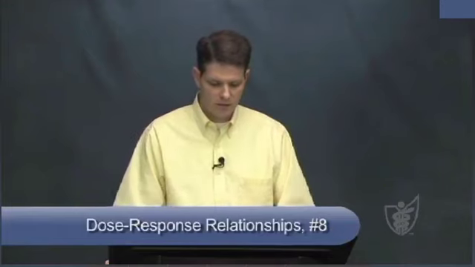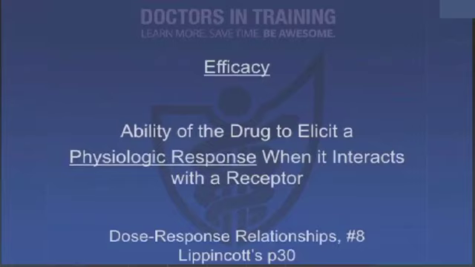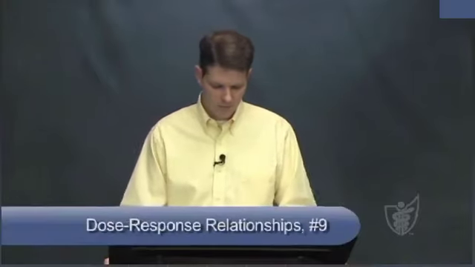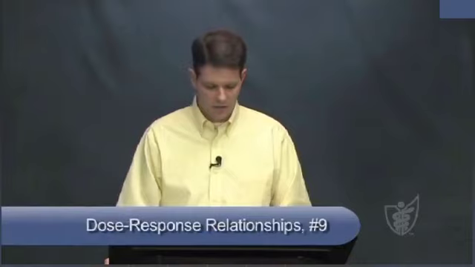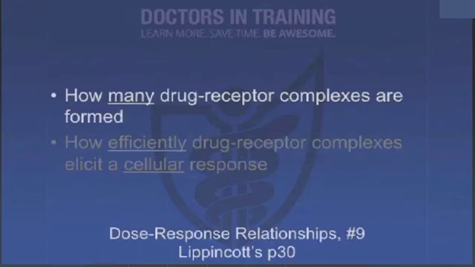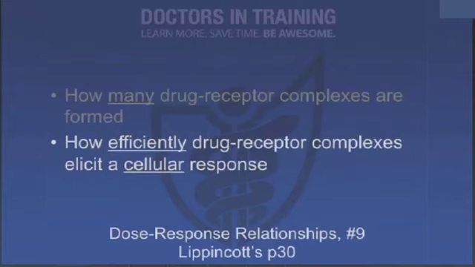So the other important drug property that these dose-response curves can demonstrate is efficacy. Now, efficacy is the ability of a drug to elicit a physiologic response when it interacts with a receptor. So it answers the question, how strong a response do you get from that drug? We're talking about blood pressure drugs. The question is, how much is that drug going to be able to lower the blood pressure? Is it going to lower it 20 points, or is it only going to be able to lower it 10 points? Efficacy depends on a couple of different factors. It depends on how many drug receptor complexes are formed, and it depends on how efficiently those drug receptor complexes can actually elicit a biological response, a cellular response.